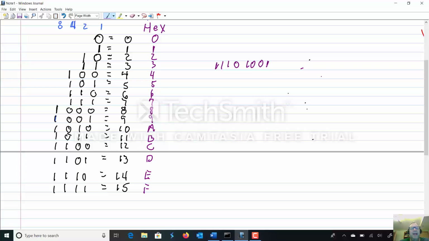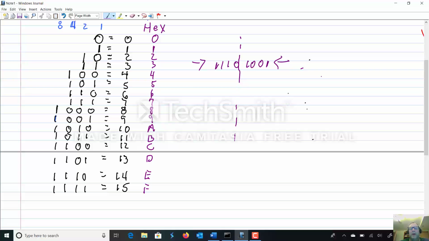The thing is, 1 hex character equals 4 binary digits. And what we have here is we have 8 binary digits. So what we're going to do is we're going to take them uniquely, and we're just going to draw a line right down the middle.